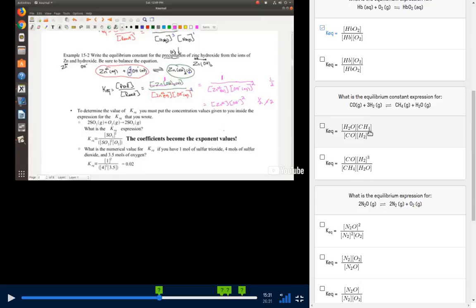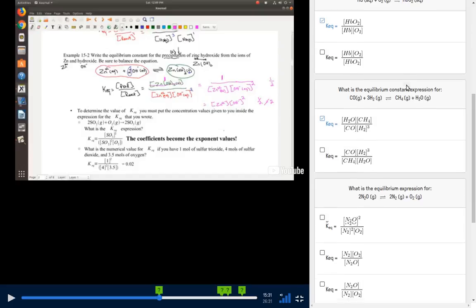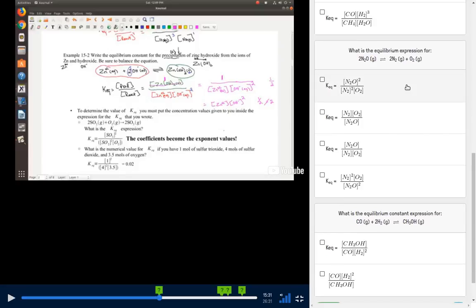Also, I didn't mention in the previous example, but all of these are gases. So none of this is going to simplify. None of this is going to go away. And this is not a pure liquid. This is a gas, okay? It's a gas. All right, now we move on to the next one.